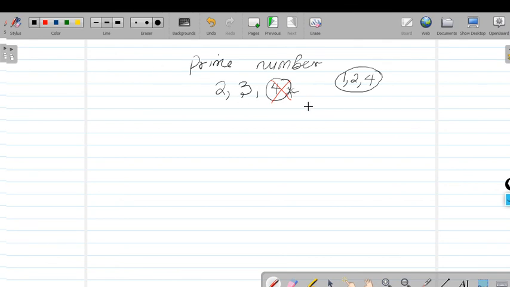Is 5 a prime number? Yes, no number can divide apart from 5 and itself. Is 6 a prime number? Look at 6. 1 can divide 6, 2 can divide 6, 3 can divide 6, and 6 can divide 6. You can see there are now 4 factors, which says it is not a prime number. A prime number must have 2 factors. Is 7 a prime number? Yes, because no other number can divide 7 apart from 7 and itself. So this is what we call a prime number: those numbers that have 2 factors, 1 and itself.